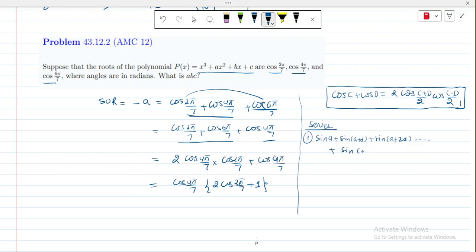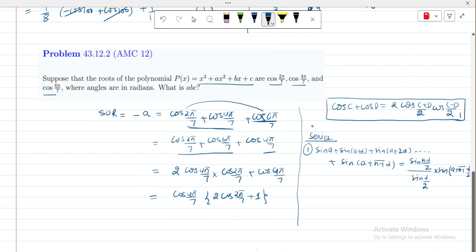So it will become sine n d by 2. So d is what? Common difference, है ना, divided by sine d by 2. Okay, and multiply sine the last term, a plus n minus 1, but here it will become d by 2. Okay, like that. Getting it? Yes.